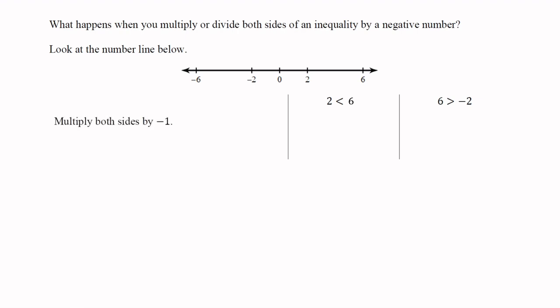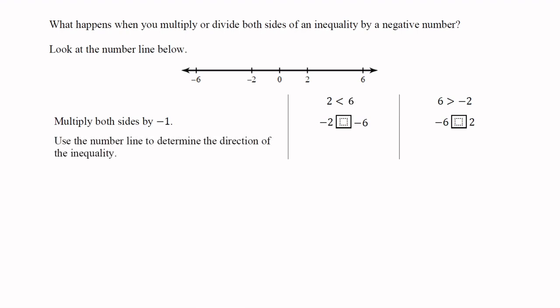Well, let's multiply both sides by negative 1. So that gives us negative 2 is some sort of inequality to negative 6, and negative 6 is some sort of inequality to 2. All right, well, what are we going to put inside these boxes? We're going to use the number line to determine the direction of the inequality. Well, we know that negative 2 is greater than negative 6 because it's to the right of negative 6 on the number line. So negative 2 is greater than negative 6. Negative 6 is going to be less than 2.